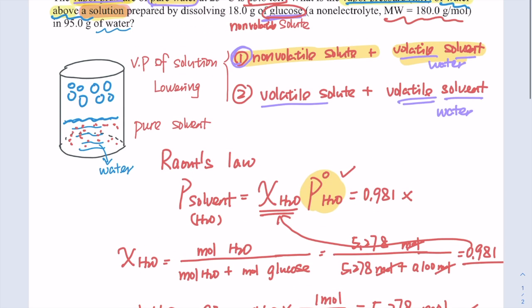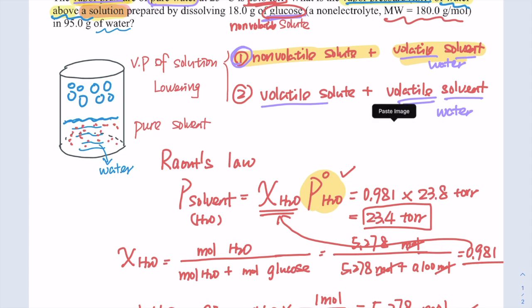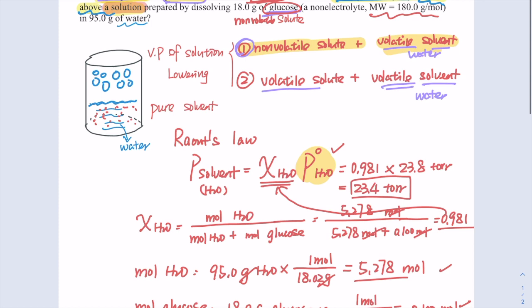0.981 multiplied by the pure vapor pressure. Doing the multiplication, we get 23.4 torr. Now we're done with this question. That's how you can calculate the vapor pressure lowering. In this case, we had a non-volatile solute plus a volatile solvent, and here we had an example question. Hopefully this is helpful, and thank you for listening.